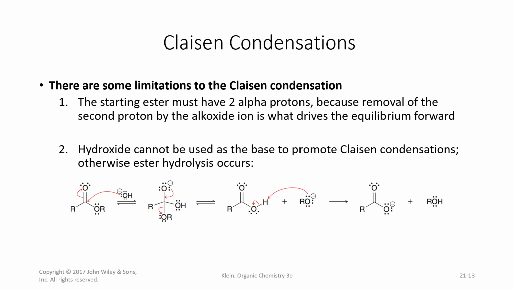Thirdly, we want to make sure that the base we're using with the Claisen condensation, so that transesterification does not occur, is the same group as what's on our ester group. So if this is an ethyl group, you want to make sure that your base is ethoxide. If it's a methyl group, you want to make sure that this is methoxide.